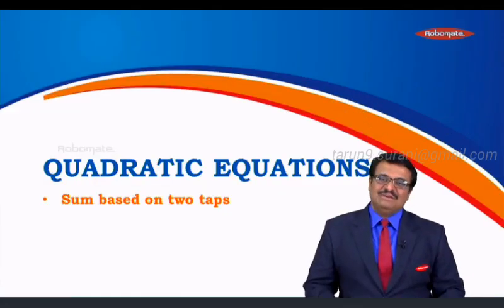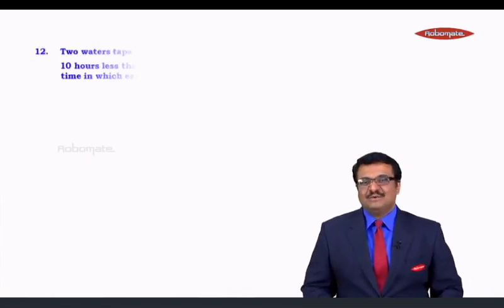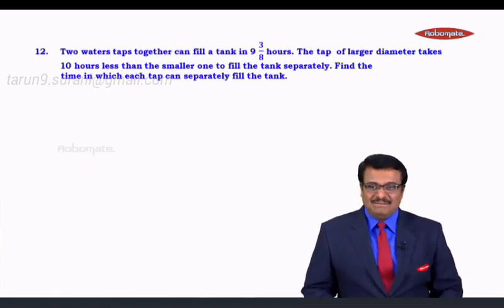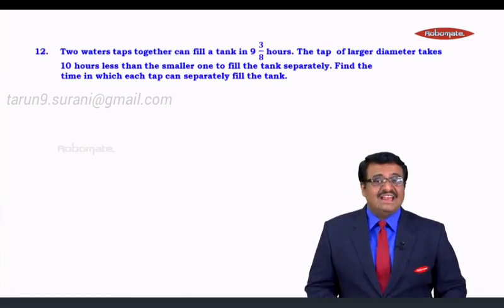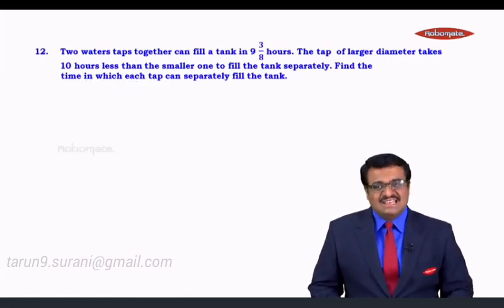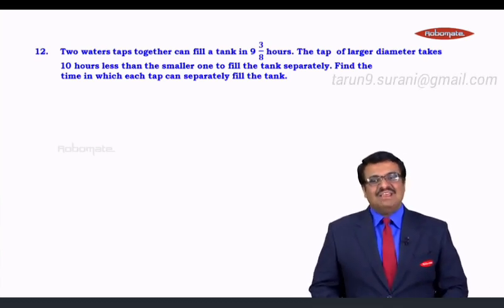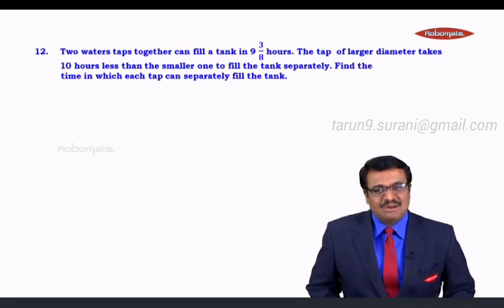In this module, we'll be seeing a sum based on two taps, a very interesting problem. Let us take it. The question is this. Two water taps together can fill a tank in 9 3/8 hours. The tap of larger diameter takes 10 hours less than the smaller one to fill the tank separately. Find the time in which each tap can separately fill the tank.